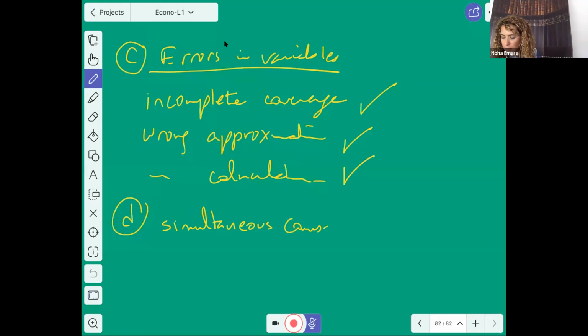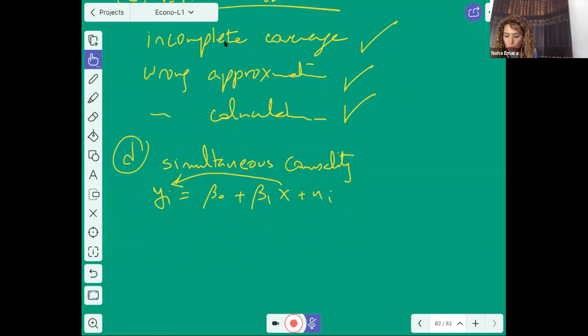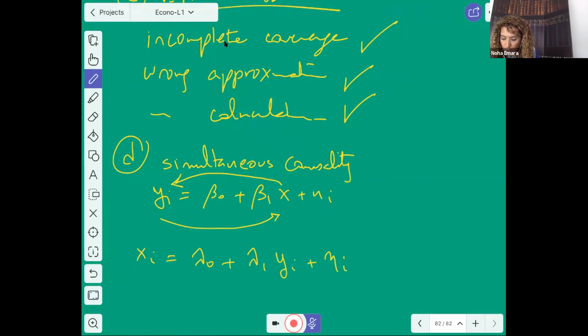Simultaneous causality. In all my regressions, I have beta naught plus beta 1 x plus ui. All the time I'm thinking about, okay, x affects y, right? But simultaneous causality allows for the possibility that actually y also affects x, okay? So if y affects x, then I can have in my mind something like a reverse causality link, which is xi is also related to yi with a certain error term.